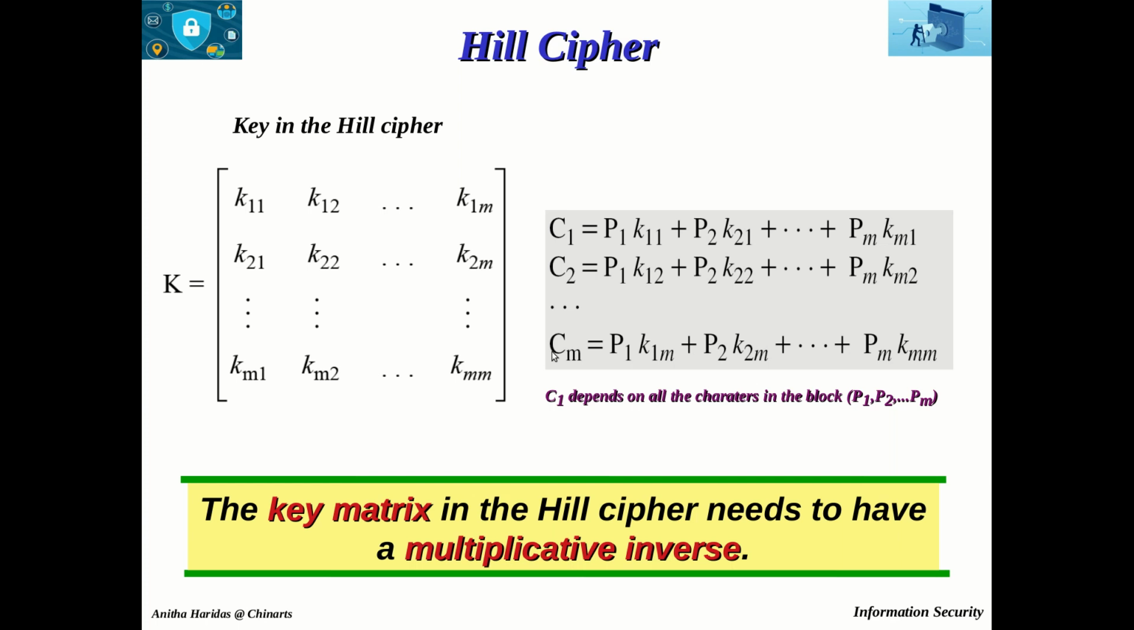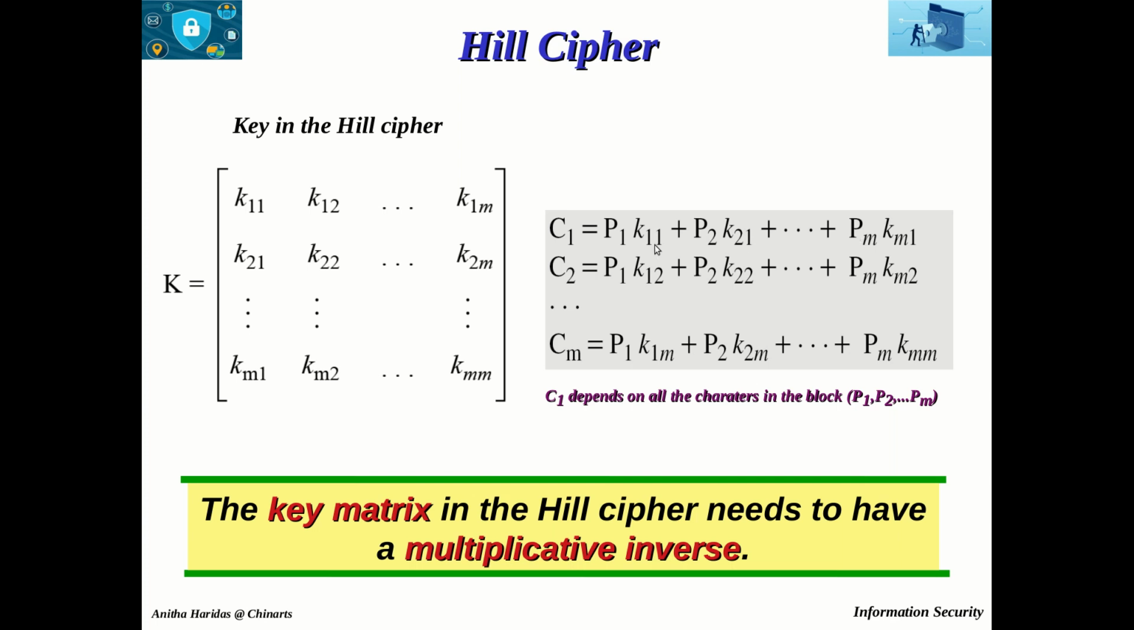Now let us see how one block of the plaintext is encrypted. So this is the process that we are going to use for encryption in the hill cipher. Let us assume that the plain text is divided into n number of blocks, where m is the size of the block. So that means P1 to PM will be one plain text block which is to be encrypted.